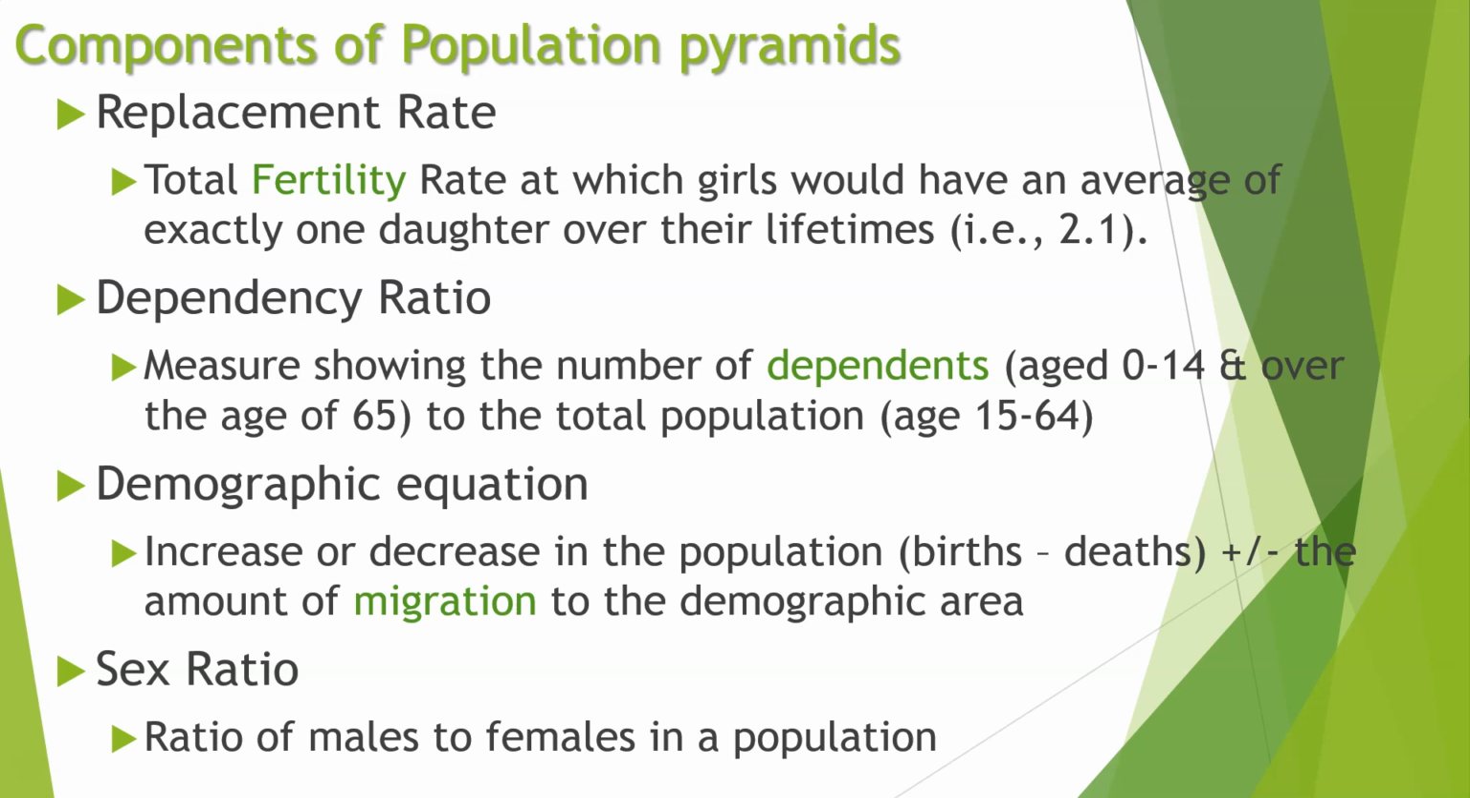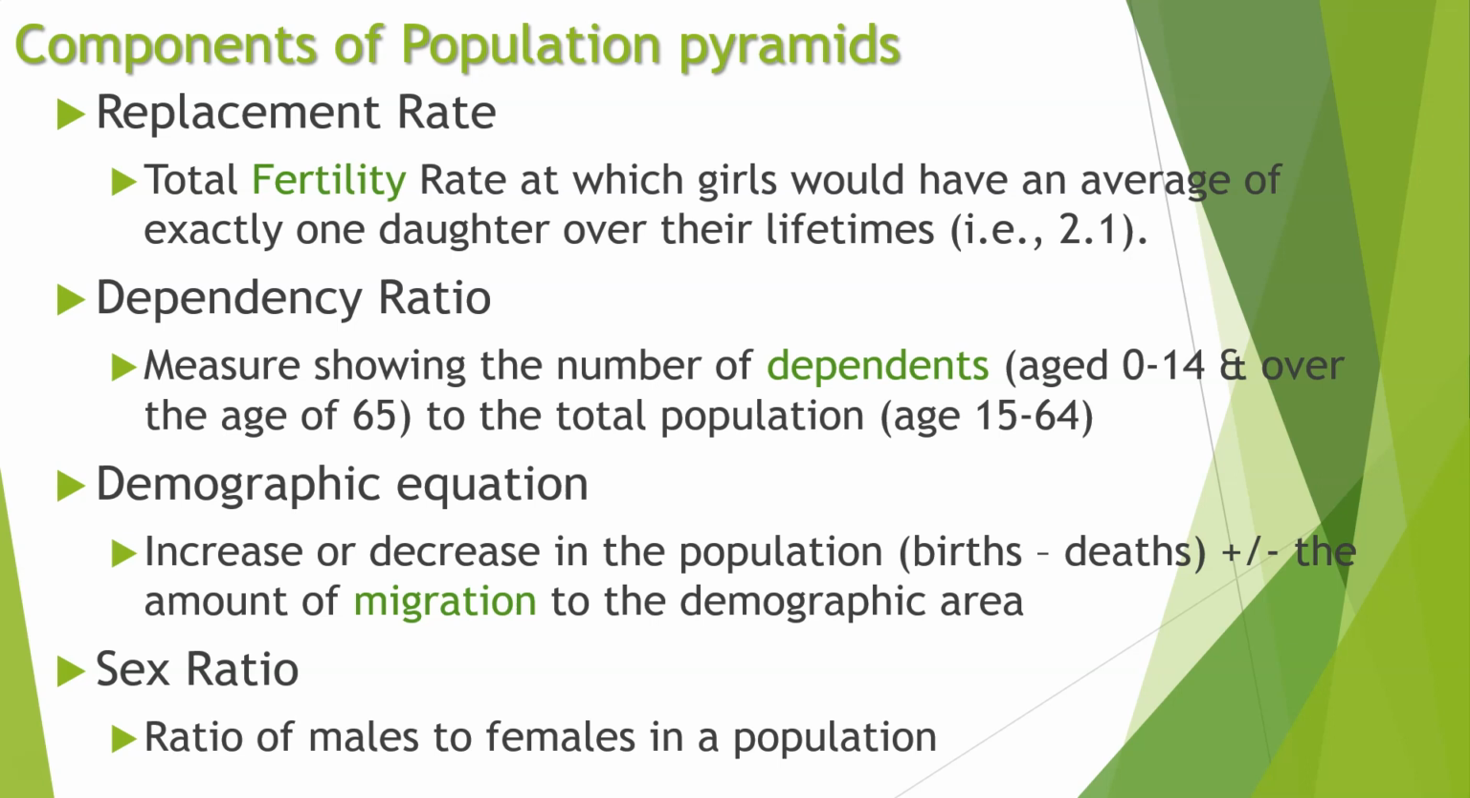All right, other components of population pyramids, the replacement rate, the total fertility rate at which girls would have an average of exactly one daughter over their lifetimes. So this is basically the replacement total. And remember, we talked about that being 2.1 because you have to have a daughter in order to continue to have kids in the next generation. So 2.1 again is that replacement rate.